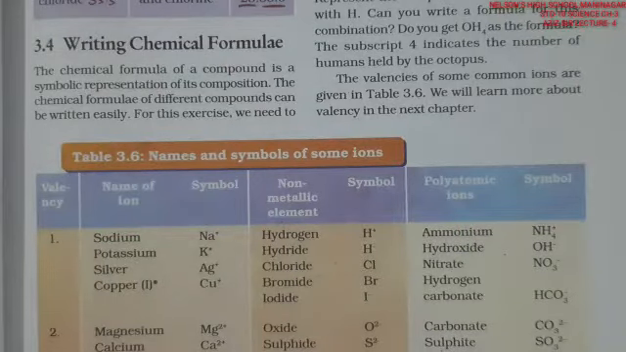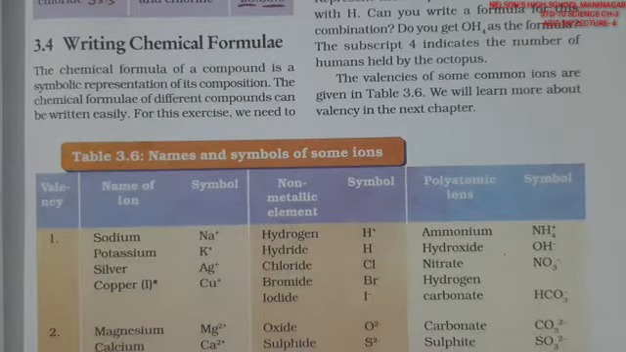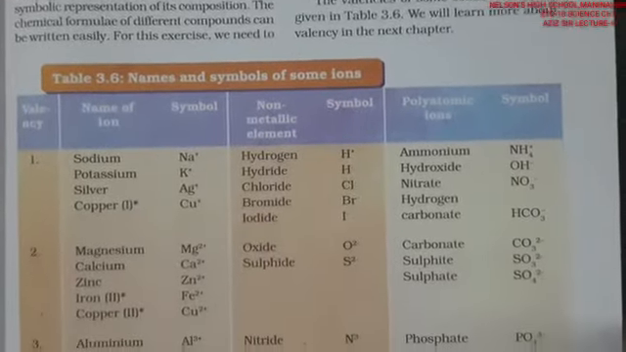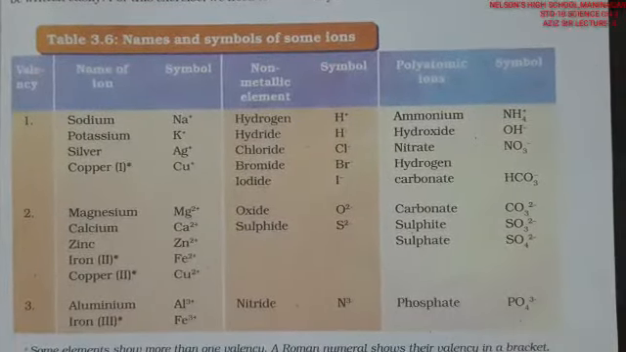Welcome friends in science lecture 4, lesson 3, atoms and molecules. Now today's topic is how to write down a chemical formula. For writing down a chemical formula, first of all we need to understand the valency of atoms and molecules.